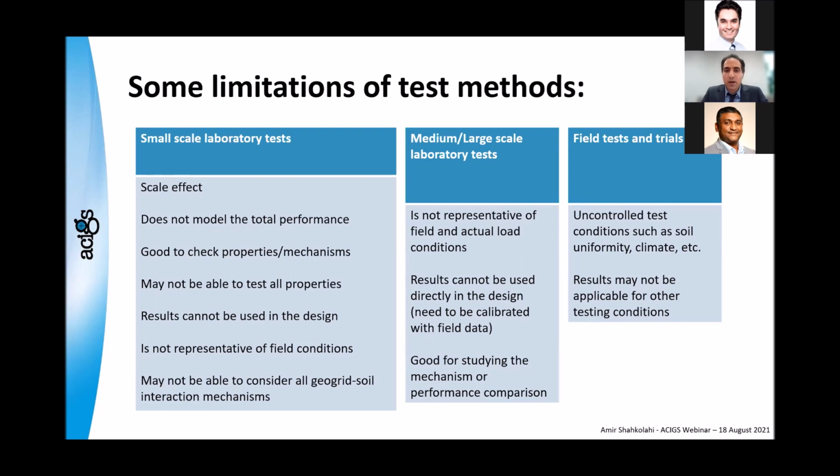Whatever we get, traffic benefit ratio, base cost reduction, this is not a design value. It's a very good value, but it needs to be calibrated to be considered as a design value. So it's good to study the mechanism and performance comparison. Field test, if it is a full scale field test, it's good, but there are lots of uncontrolled conditions, so we should make sure that we control as many parameters as we can. And if you change the testing condition, maybe the results may change.